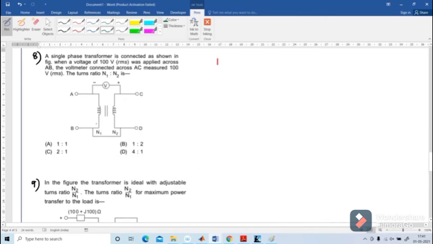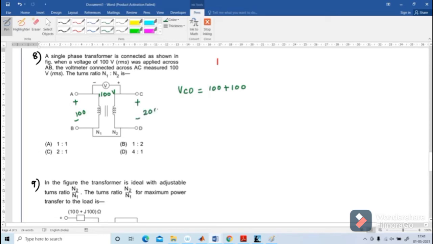Next problem 8. A single phase transformer is connected as shown in figure. When a voltage of 100 volt was applied across AB, the voltmeter connected across AC measured 100 V RMS. RMS is the root mean square. The turns ratio N1 by N2. Here this voltmeter reads 100 volt, and here also the voltage is 100. So what about this CD voltage? VCD equal to 100 plus 100, so the VCD equal to 200.